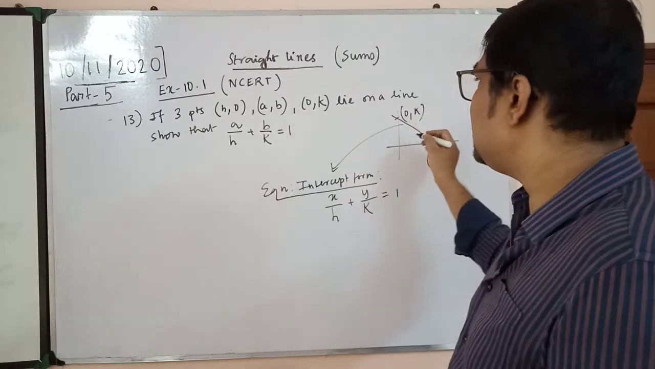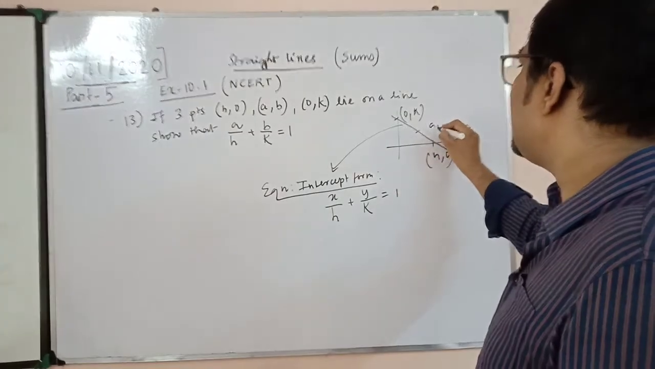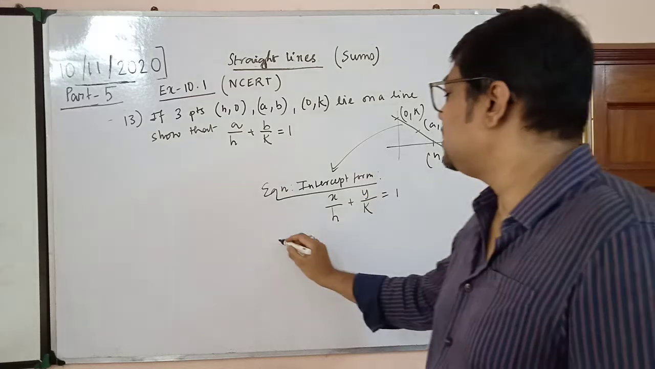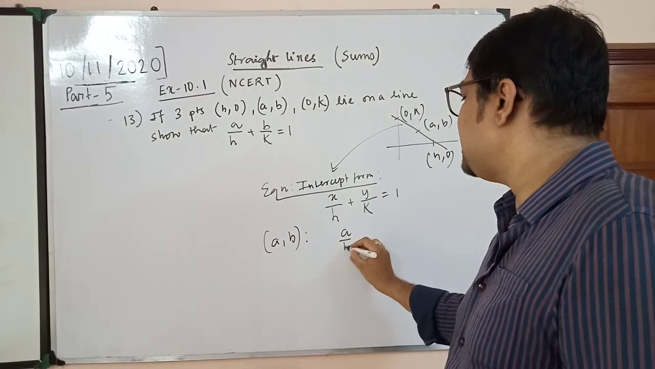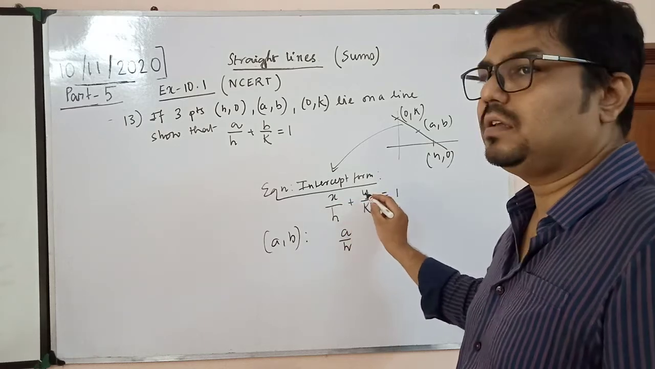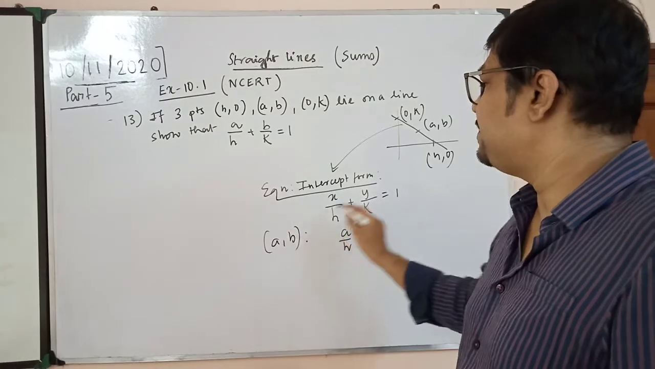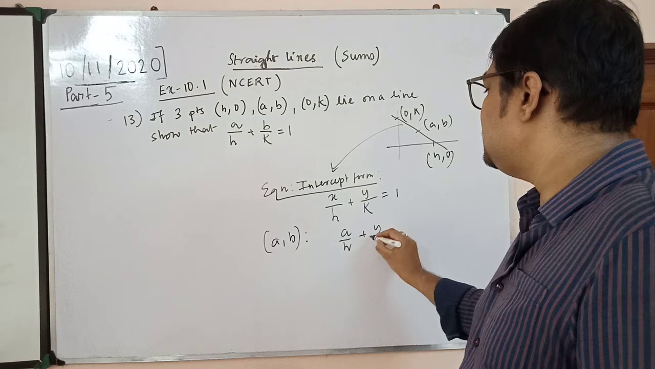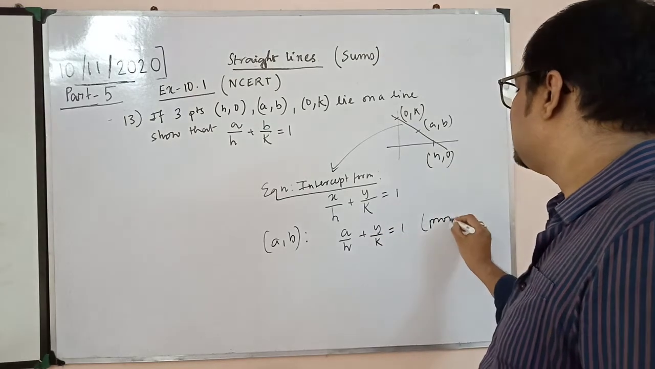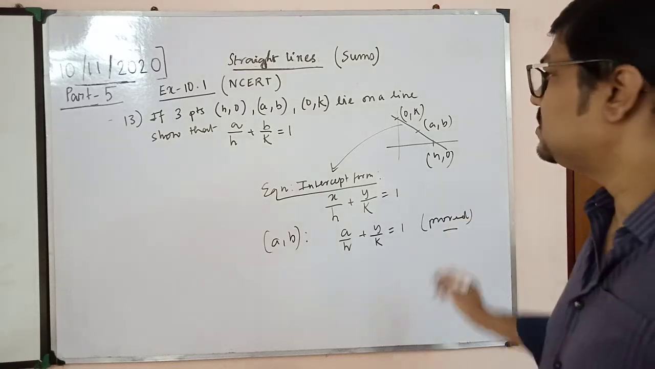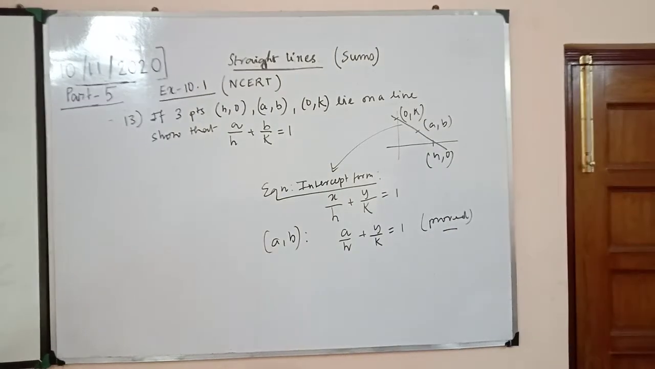Now just put the third point, say (a, b), on it. So putting (a, b) on the line, what you get? a by h in place of x, and b by k, a in the place of x, b in the place of y. So in just 2 lines you can solve the sum. So proved. This is one of the shortest ways of doing the sum. Then next sum.